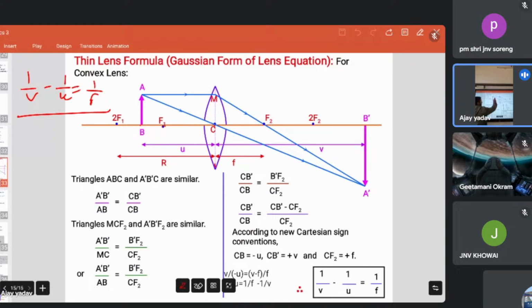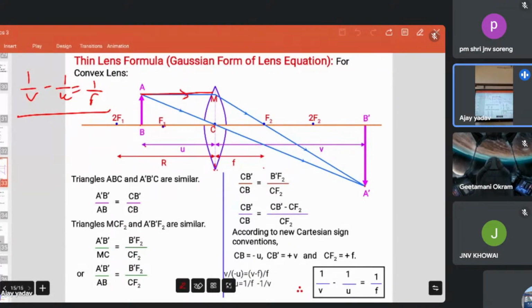For the real image, one ray will go parallel to the principal axis and after refraction it will pass through the focus. The second will go through the optical center, and we know if a ray passes through the optical center then it goes undeviated. So both will cut here, and this is the required image. Distance from optical center to object is u, from optical center to image is v, and from optical center to focus is f.